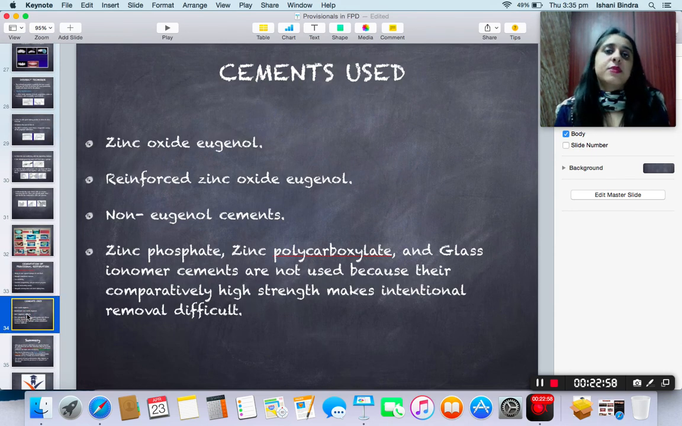So what cements might we use? Zinc oxide eugenol, non-eugenol cements, reinforced zinc oxide eugenol cement, zinc phosphate, zinc polycarboxylate, glass ionomer cement. These cements are not used because of comparatively high strength, and thus this makes intentional removal difficult. Also, glass ionomer cement, if we use it as a provisional cement, will adhere to the tooth and will change the tooth preparation which we have done. So usually non-eugenol zinc oxide cements are preferred.